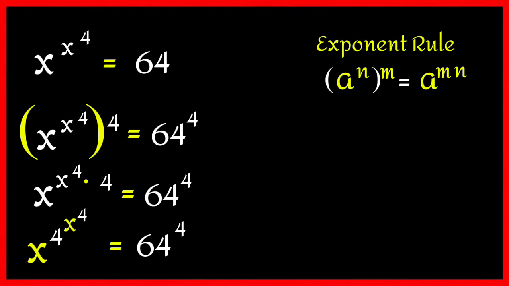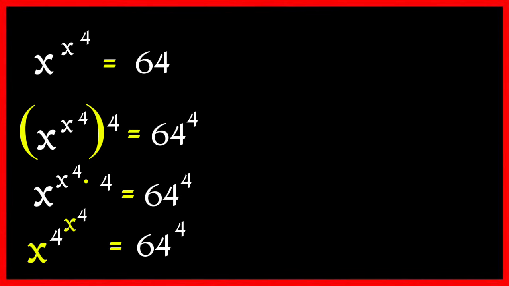Our next step is to make the right-hand side have exactly the same structure. Notice that 64 can be written as 8 squared. Therefore, 64 raised to the fourth power becomes 8 squared, raised to the fourth power. Using the exponent rule again, we multiply 2 by 4, giving us 8 raised to the 8th power. And wow, the right-hand side is now also in the form of something raised to the power of itself. Our equation has therefore become x raised to the power of 4, raised to the power of x raised to the power of 4, equals 8 raised to the 8th power.